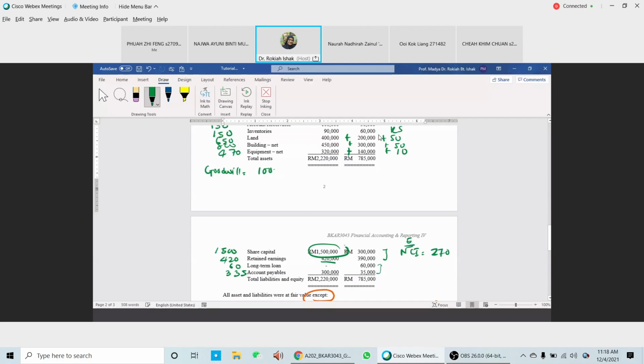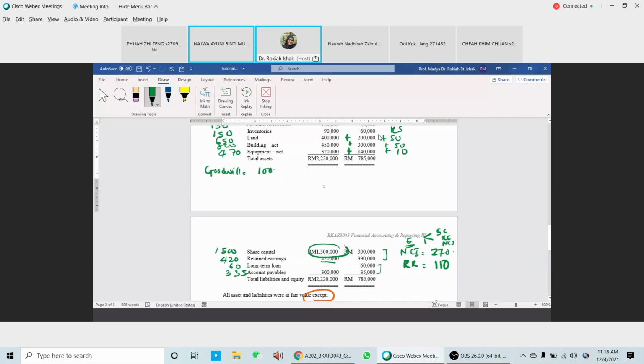Under equity items, you have share capital, and then you have RE, and then you have NCI. And then one more thing. What do you have here? Revaluation reserve. How much do you have for the revaluation reserve? 100. Okay, so done.